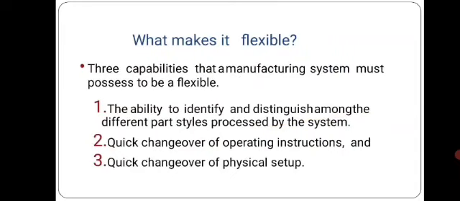What makes it flexible? Three capabilities that a manufacturing system must possess to be flexible: the ability to identify and distinguish among the different part styles processed by the system, quick changeover of operating instructions, and quick changeover of physical setup.